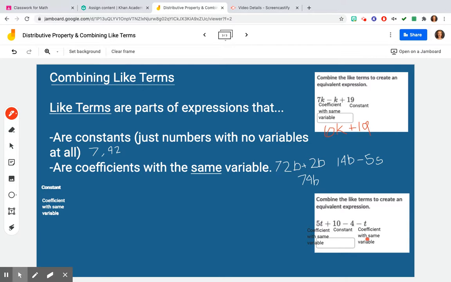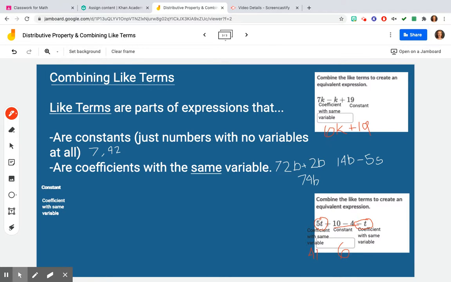This one has a little bit more steps because it has 4 terms in it instead of just 3. So first of all, I'm going to just combine my constants. 10 minus 4 is 6. And we have 5t. And over here we have a t being subtracted. So 5t minus t would be 4t. So we have 4t.